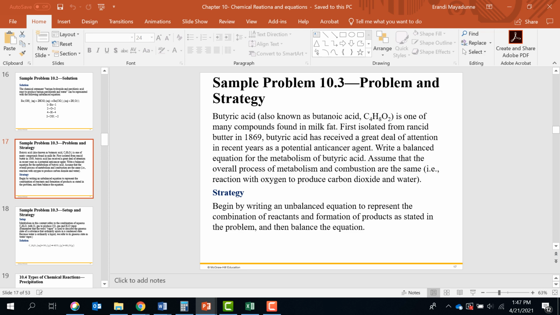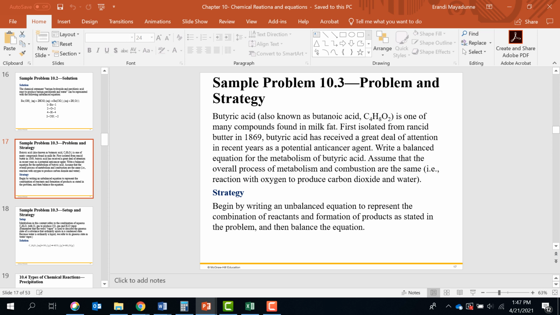So butyric acid is one of the many compounds found in milk fat. First isolated from rancid butter in 1869. Butyric acid receives a lot of attention, but the important thing is: write the balanced equation for the metabolism of butyric acid. Assume that the overall process of metabolism and combustion are the same. Combustion means always reacting with oxygen.